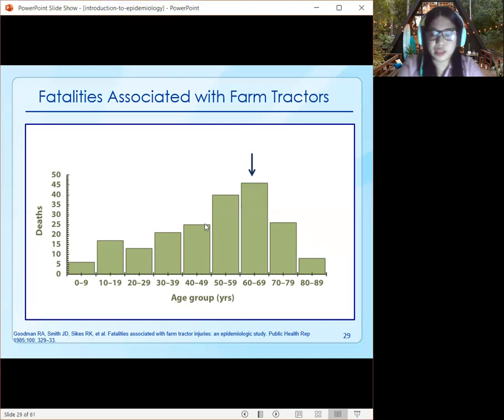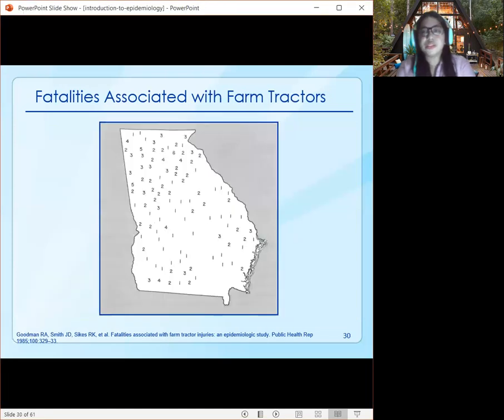So let's consider another figure. This is fatalities associated with farm tractors. And this map describes where. It indicates the number of deaths by county in Georgia. Most of the deaths occurred in the northern areas of Georgia, which has more mountainous terrain, so fewer deaths occur in the south, which is characterized by much flatter farmland.